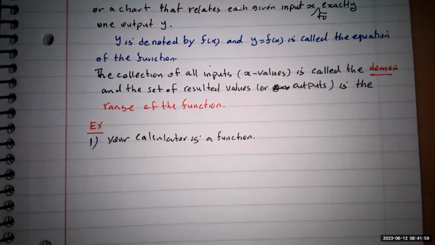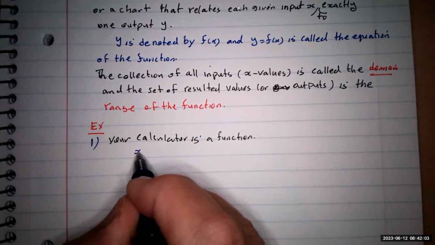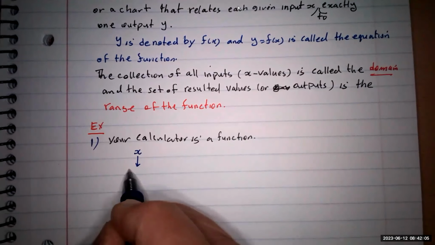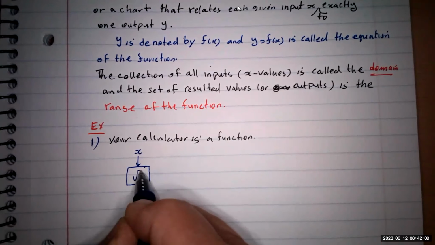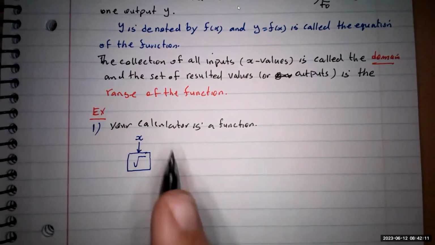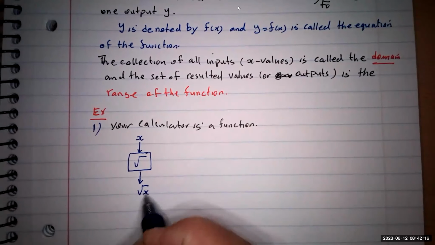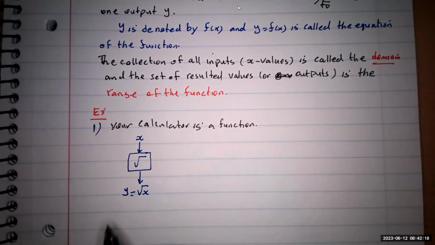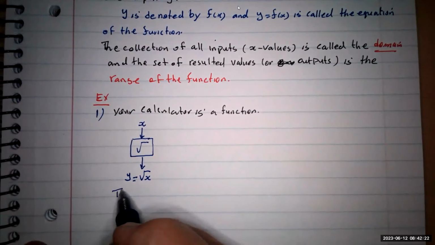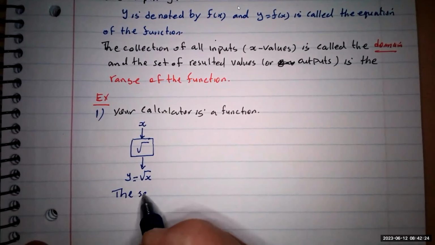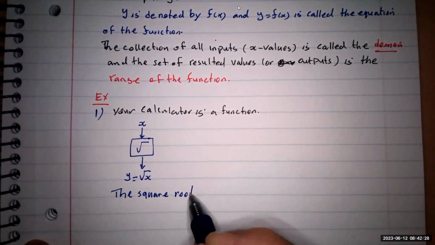What we do with your calculator, for example, is take the x, and if you click on the square root, say this is going to be a machine, the result would be radical x. Y equals radical x. This is the one we call the square root function.